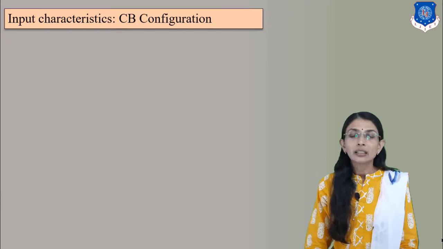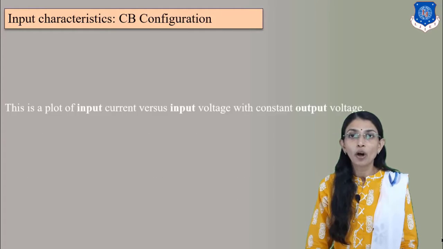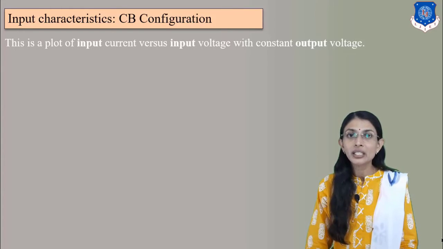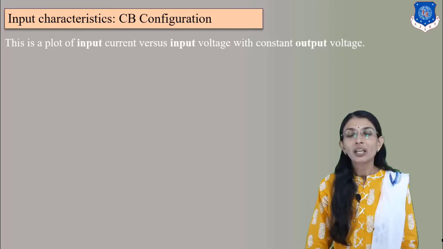Look at this. This is the input characteristic of CB configuration. It is nothing but the plot of input current versus input voltage with constant output voltage. This is the condition to draw the input characteristic. Always we will draw the graph of VI versus II, that means input voltage versus input current, and it is known as base curve.